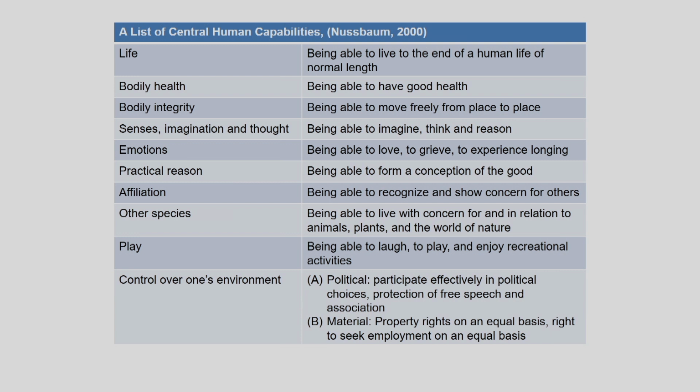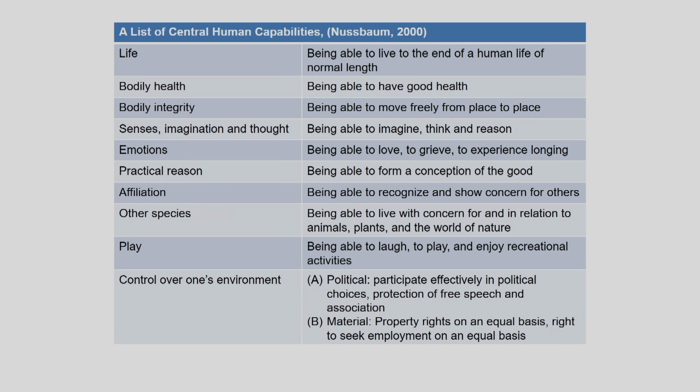One should be able to escape morbidity conditions, and that is one of the central human capabilities. That is possible only when there are good institutional arrangements in a society that can help one to escape morbidity conditions. Second is bodily health. This means that one should be able to have good health, including reproductive health, to be adequately nourished, to have adequate shelter, and this is very important in the context of reproductive rights with respect to women, and this is one of the central human capabilities mentioned by Nussbaum.